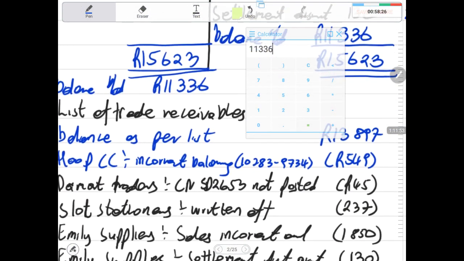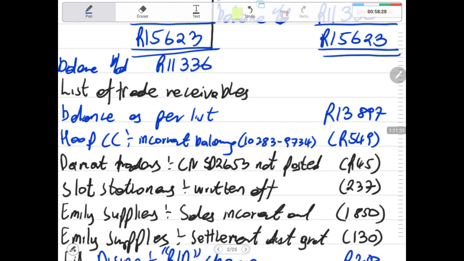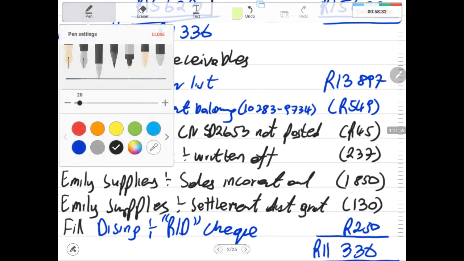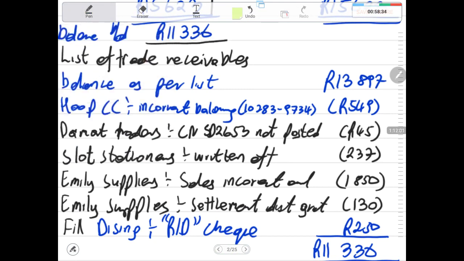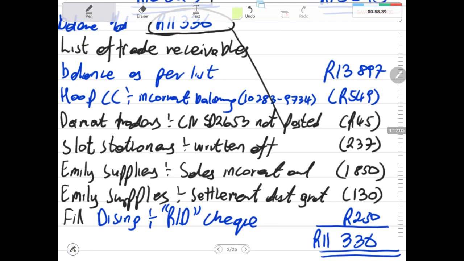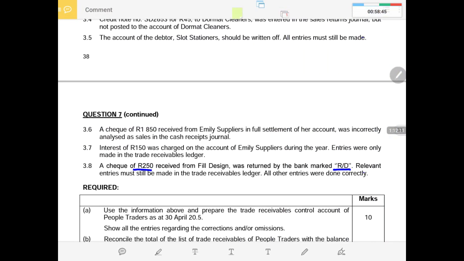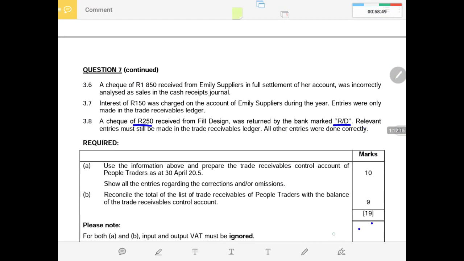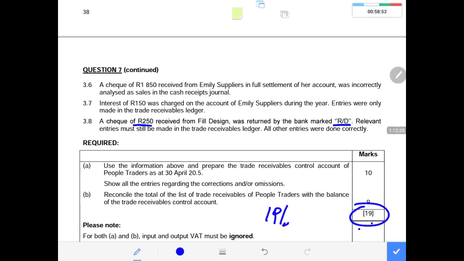And if these balances are the same, then I will be very happy. And you can see that our balances are exactly the same, 11,336, and this is exactly the same as 11,336. And in this question, in 1 hour 12 minutes, you have grabbed a total of 19 marks. If the paper is out of 100, you already have 19%.